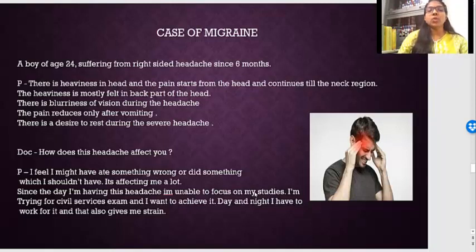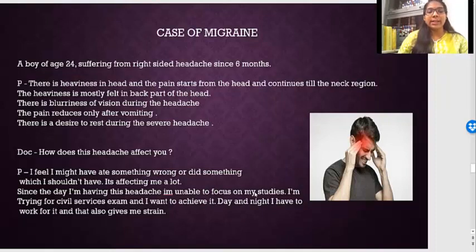The pain reduces only after vomiting. There is desire to rest during the severe headache. Right? So these are all the physical symptoms given by the patient. Here we understand that the patient is suffering from the headache which is right-sided. There is heaviness and the head complaints start from the head and extend till the cervical region. Along with that, there is blurriness of vision and it reduces only after vomiting.